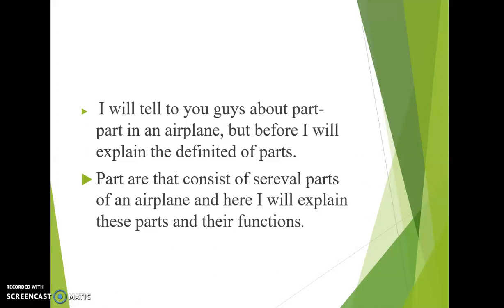First, I will tell you guys about the parts of the airplane, but before that I will explain the definition of parts. Parts are what consist of several parts of an airplane, and here I will explain these parts and their function.